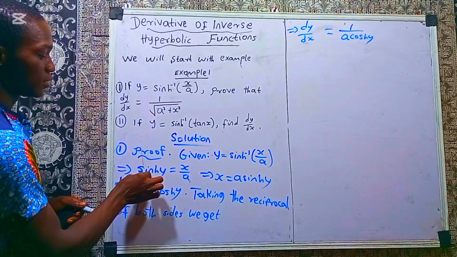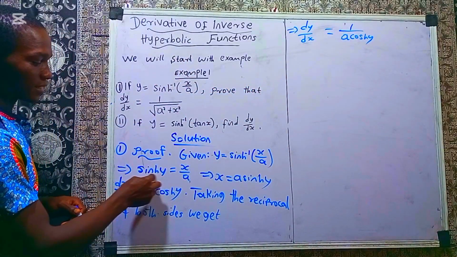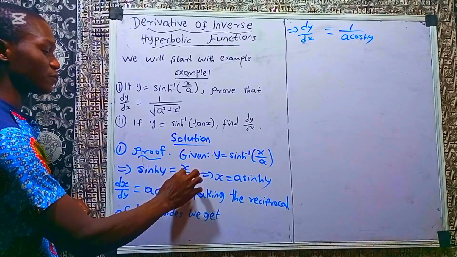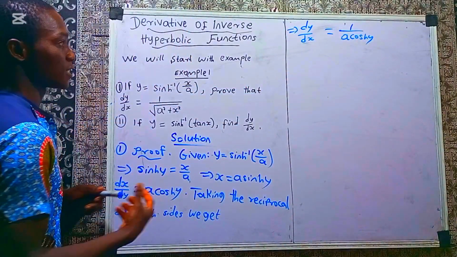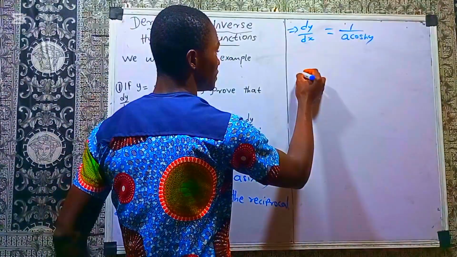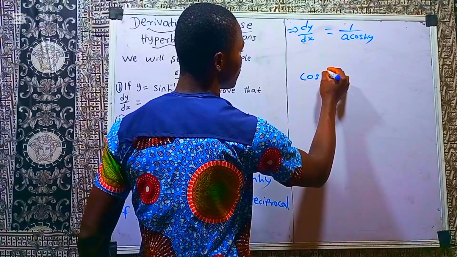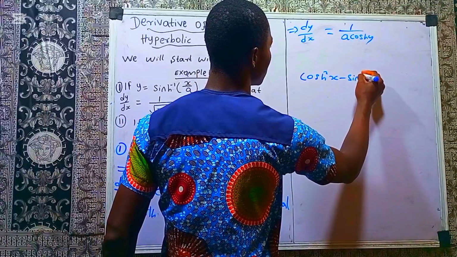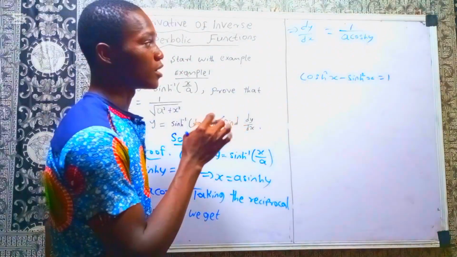You are going to write this quantity in terms of hyperbolic sine, so that you can replace hyperbolic sine with x over a. But we are going to use the identity. In our previous video, I told you that hyperbolic cosine squared x minus hyperbolic sine squared x equals 1. That's what I gave you in our previous video.